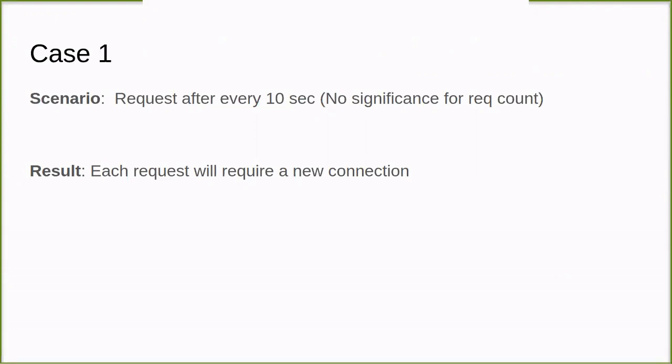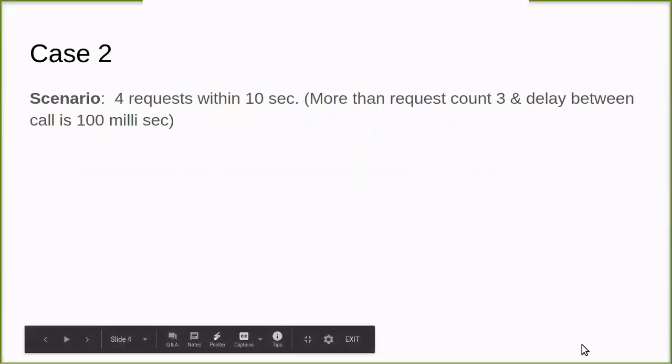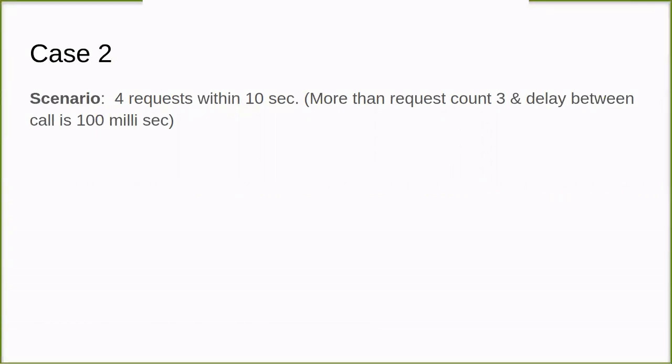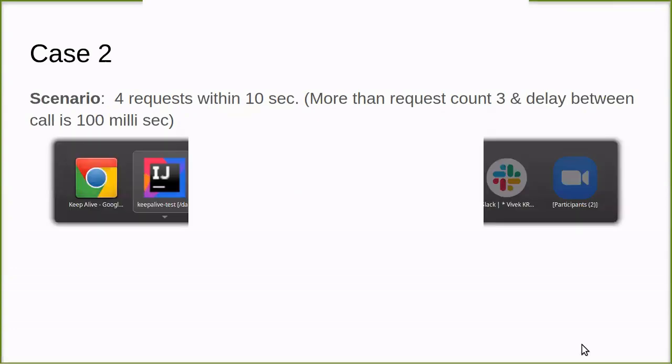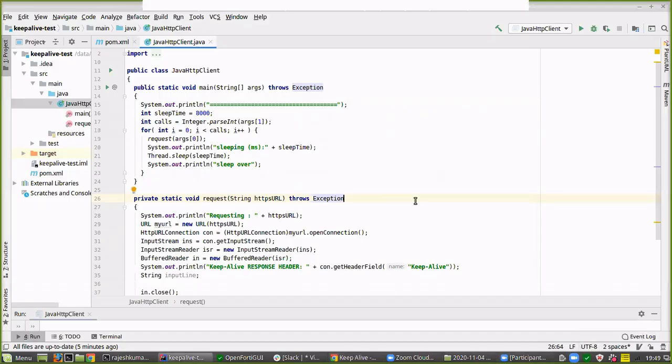So we will move on to case number 2, where we will be firing 4 requests within the 10-second timeout. Basically more than the max request count configured, with a delay of 100 milliseconds between the calls, so that all the 3 calls or 4 calls get over within the 10-second timeout. So let's see how it happens.